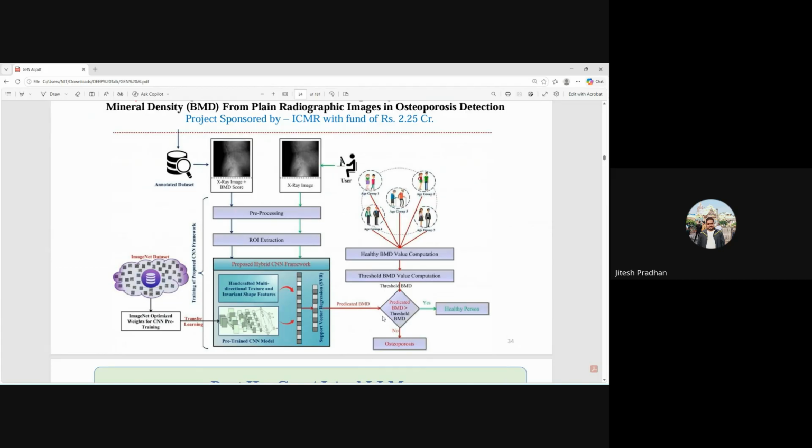Then the predicted BMD score will go to a rule-based system, where it will check the threshold value based on the pre-existing information, whether the T score value falls in the category of osteoporosis, osteopenia or normal. Based on that we are checking whether the bone is healthy or not. So this was a real life problem.